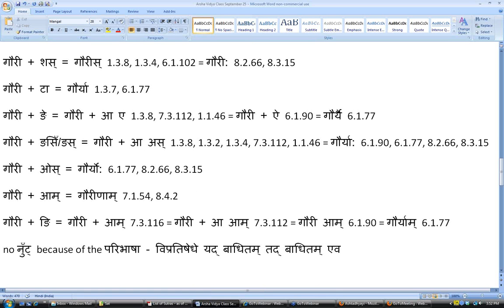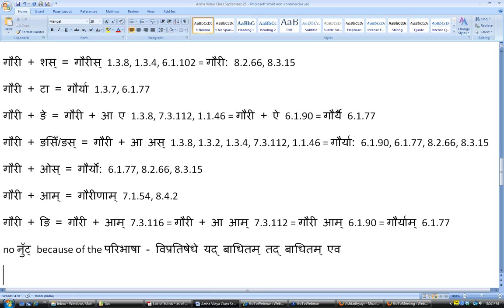Okay, so now we got Gauryam. So what did we do? Yeah, this is the Saptami Ekavachanam, Gauryam. Saptami Dvivachanam will be the same as Shashthi Dvivachanam, Gauryoh. The only change is the Ru and the Visargau. And then Gaurishu: we just have to apply the only thing happening there, the Adesha Pratyayoh Shatvam.